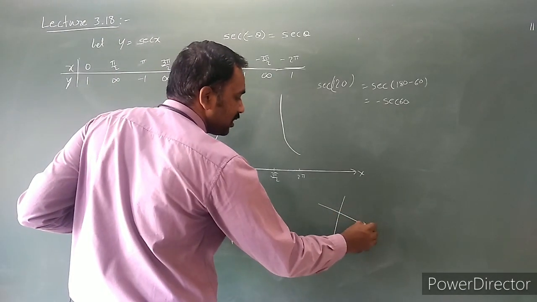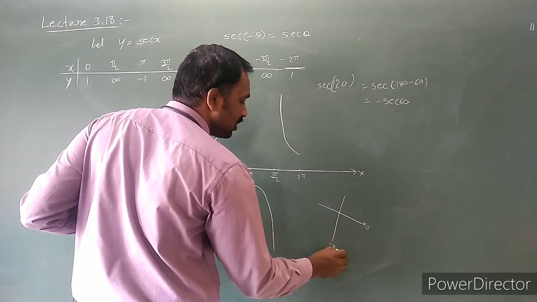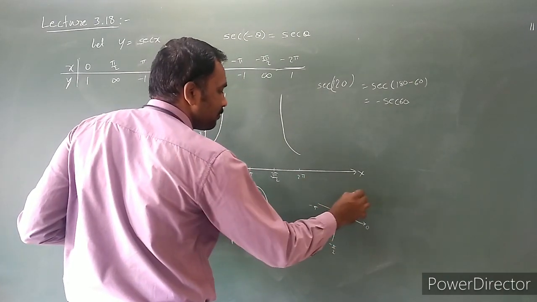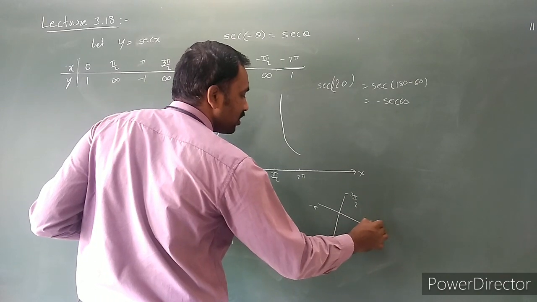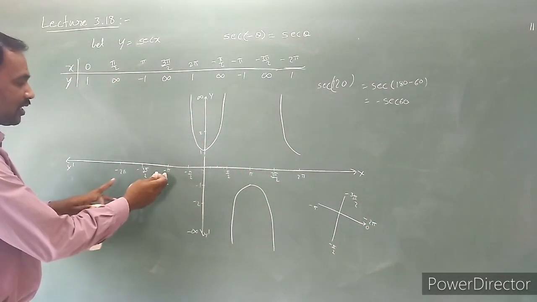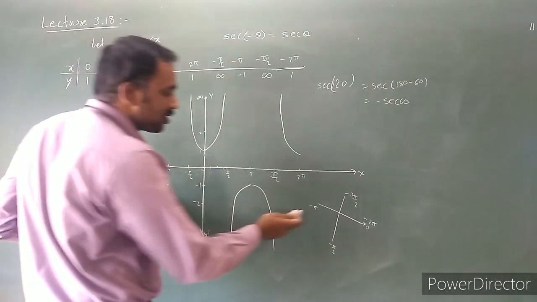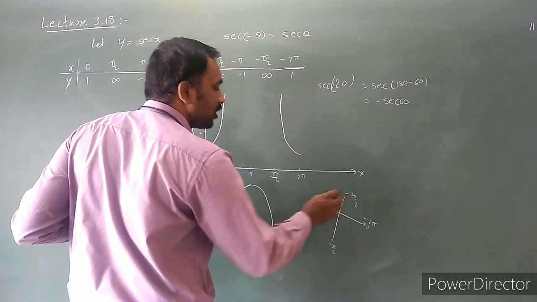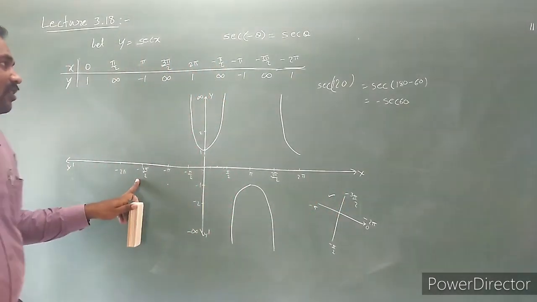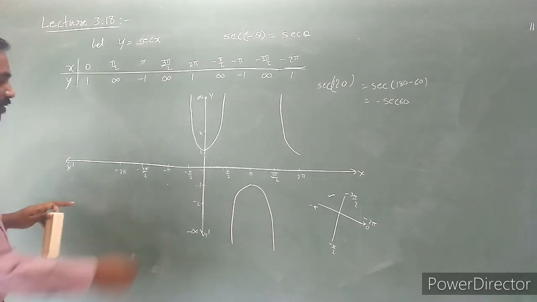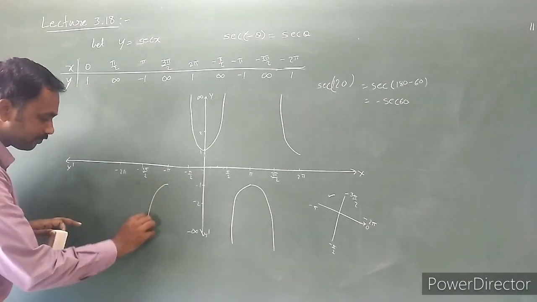Which quadrant? Here the inverse is measured in a clockwise direction. Minus pi, minus 3 pi by 2 and minus 2 pi. Which is required? Minus pi to minus 3 pi by 2. Which quadrant? Second quadrant. In the second quadrant, sec is positive or negative? Negative. So negative is in this manner.